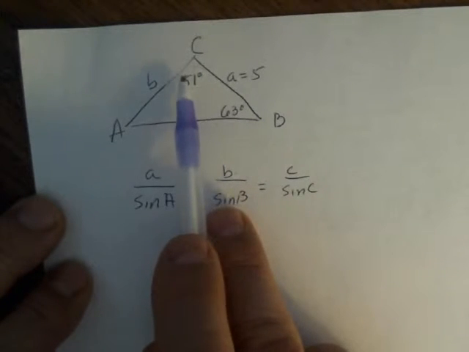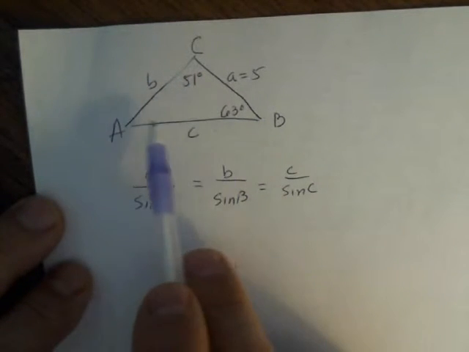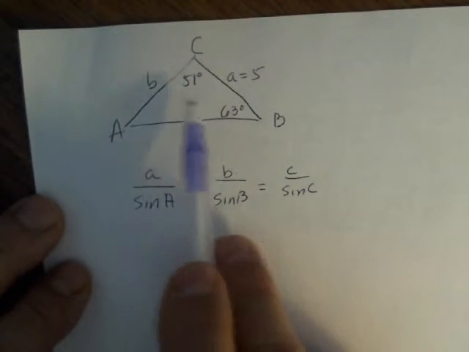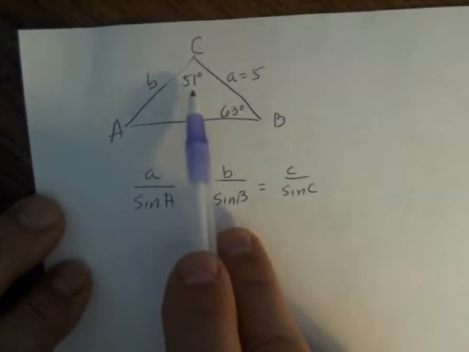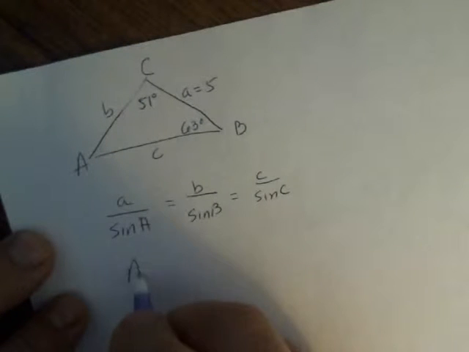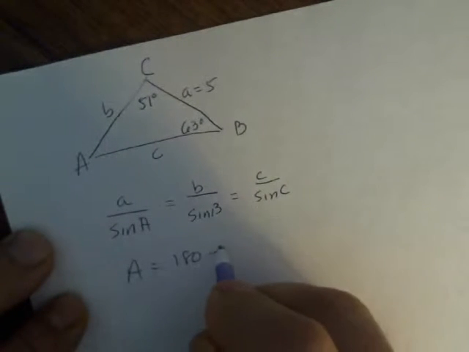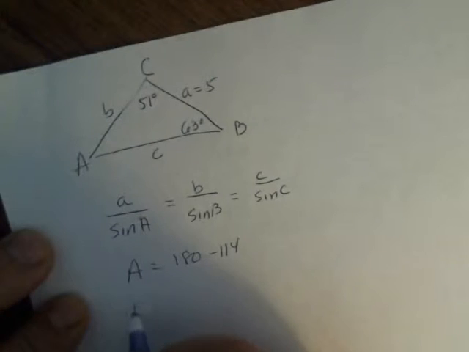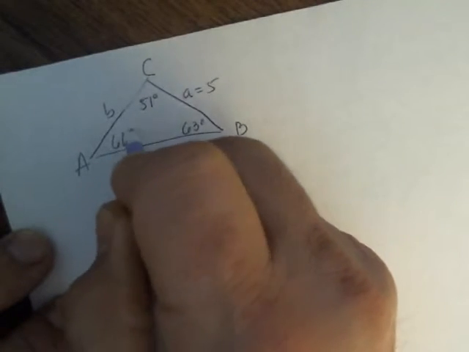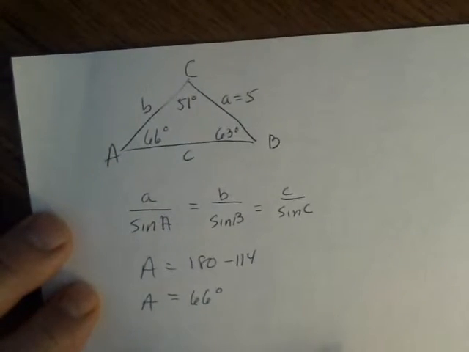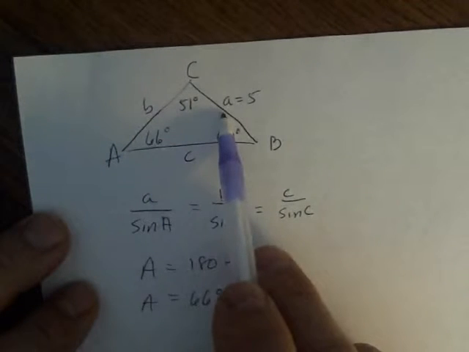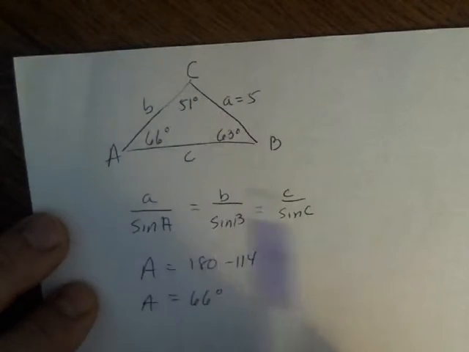But given the fact that I know these two angles, I can find angle A because the sum of the angles in a triangle is 180 degrees. If you add these two together, you get 114. So angle A is 180 minus 114, which is 66 degrees. The only time you can use the law of sines is when you have one angle and the side opposite the angle, and then another measurement.